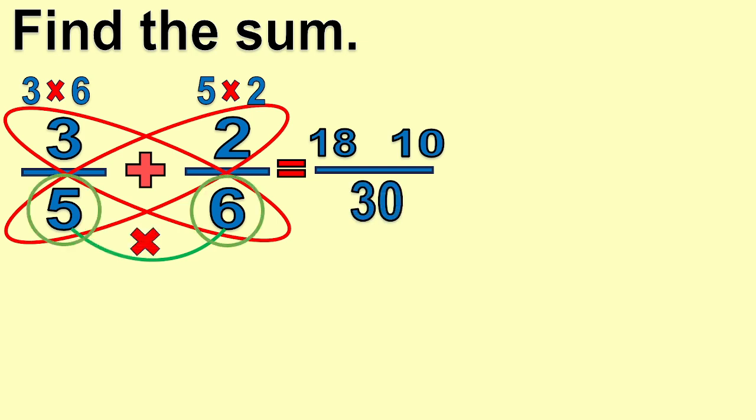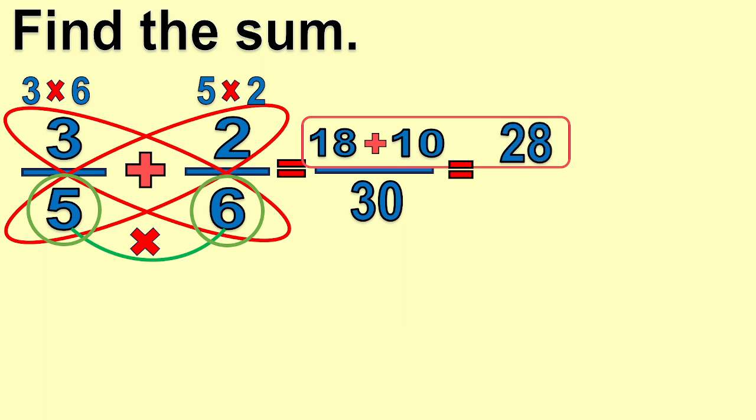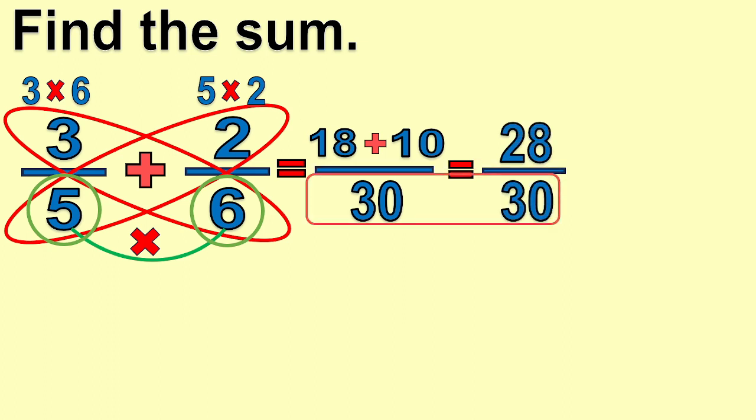equals 30. Now, add the product of the diagonal pairs of the numerators and denominators together. So, 18 plus 10 equals 28. Then copy the denominator 30. So, the answer is 28/30ths.